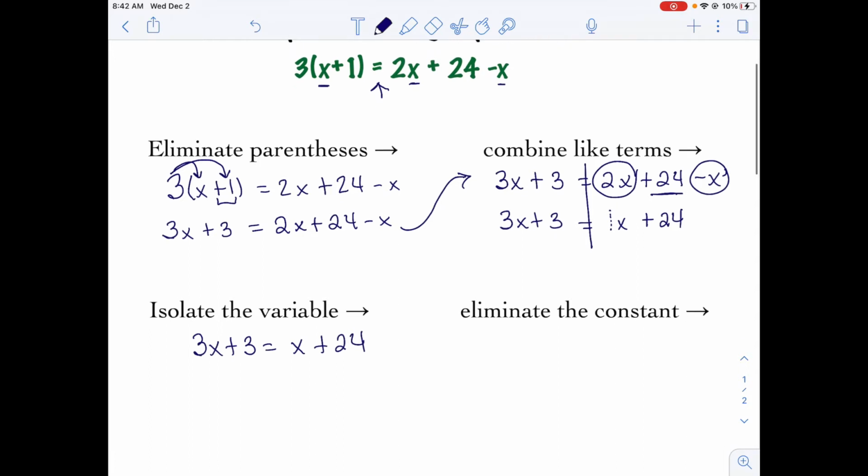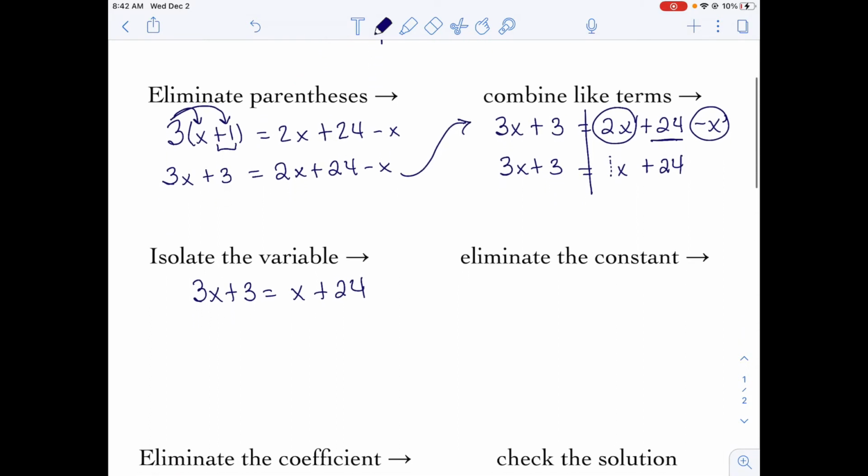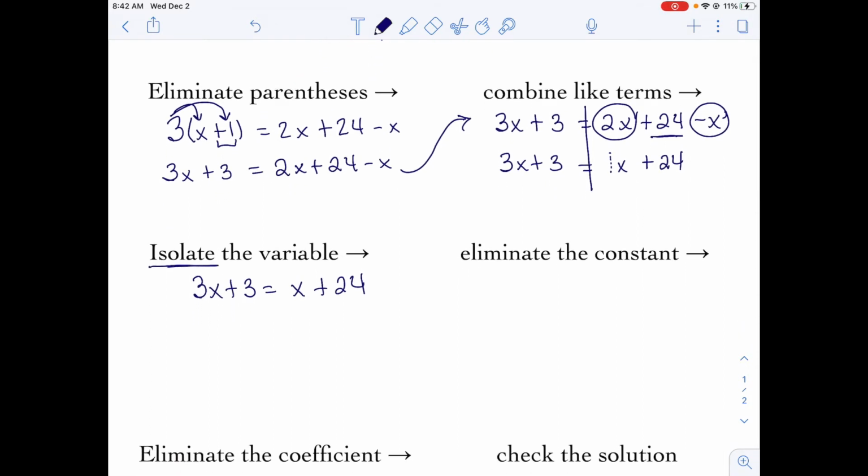Now our next step is we have to isolate the variable. Isolate means to get alone. So we want to isolate and get it alone. Well, I have 1 x over here, and I have 3 x's over here. So I need to get them to the same side. You can choose which side you want to move variables to and the numbers to. One's going to be on one side, one's on the other. It doesn't matter. I like to do what's simpler.